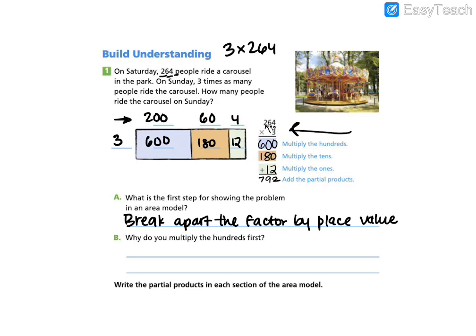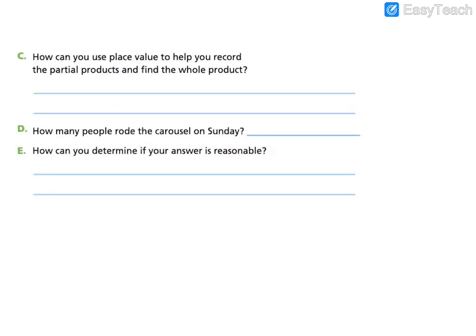We could have done that over here as well. This would be 780 plus 12, would be 792. Either way, how we want to solve. Letter C asks us, how can you use place value to help you record the partial products and find the whole product?